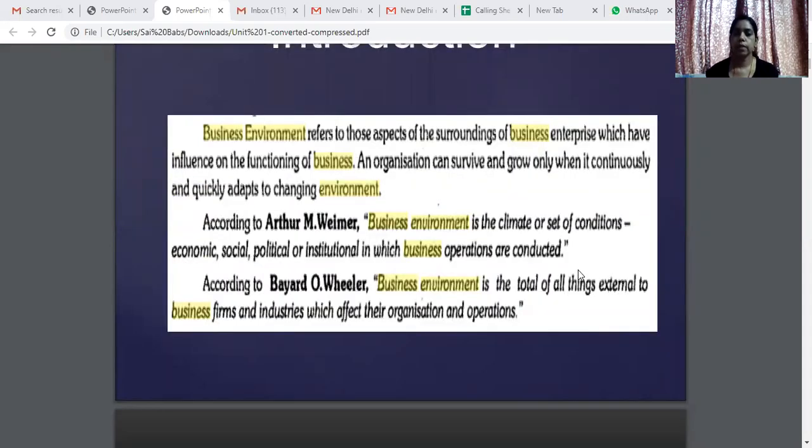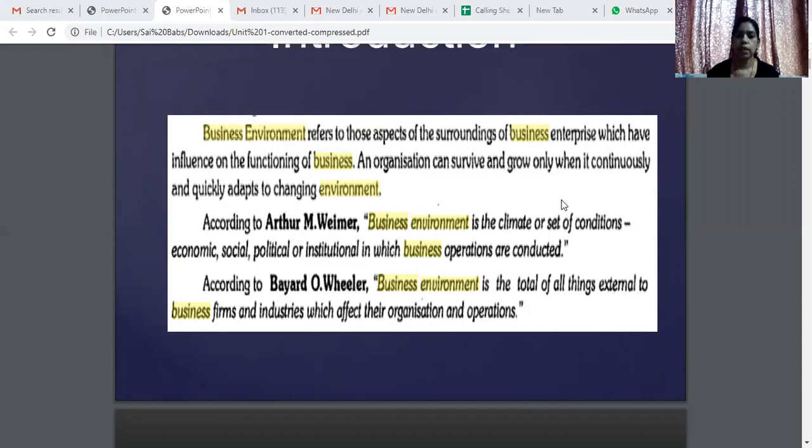business environment refers to all aspects of surroundings of business enterprise that have influence on the functioning of business. So an organization can survive and grow only when it continuously and quickly adopts the changes in environment. So we have two definitions here.